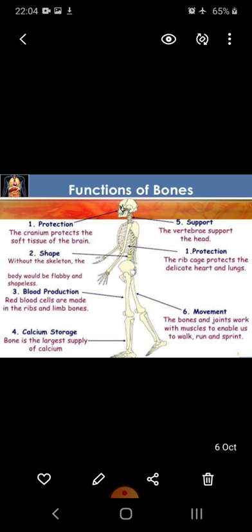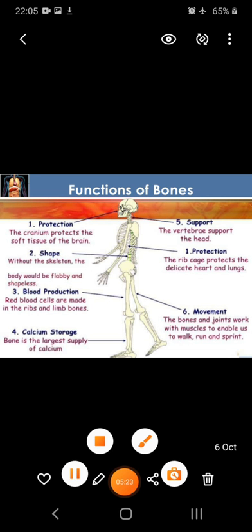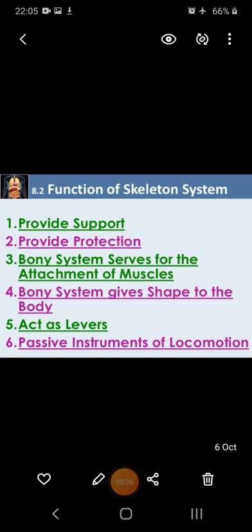Next is to act as levers. Bones act as levers in our body. These help in doing work easily. Next, bones are the passive instrument of locomotion or movement. In fact, these enable us to move. So this is all about the functions of the skeletal system.